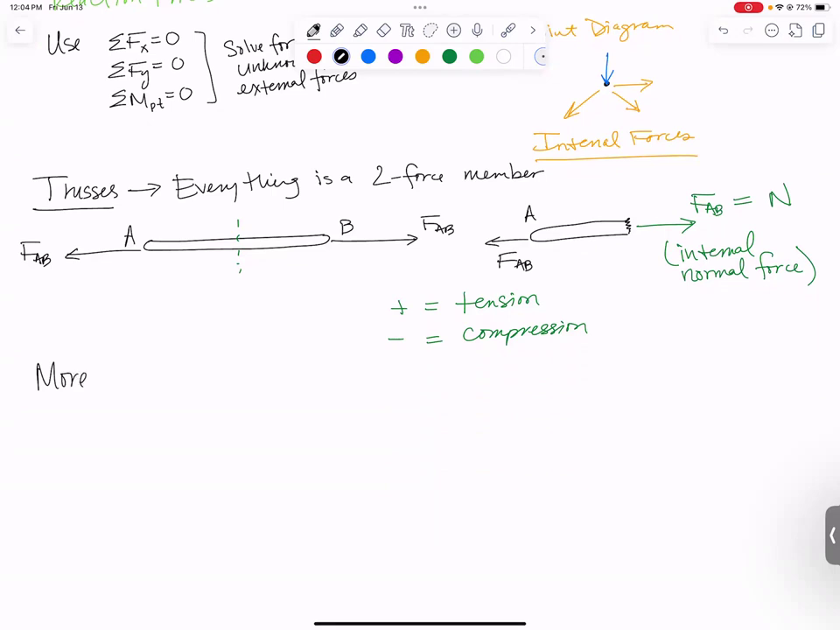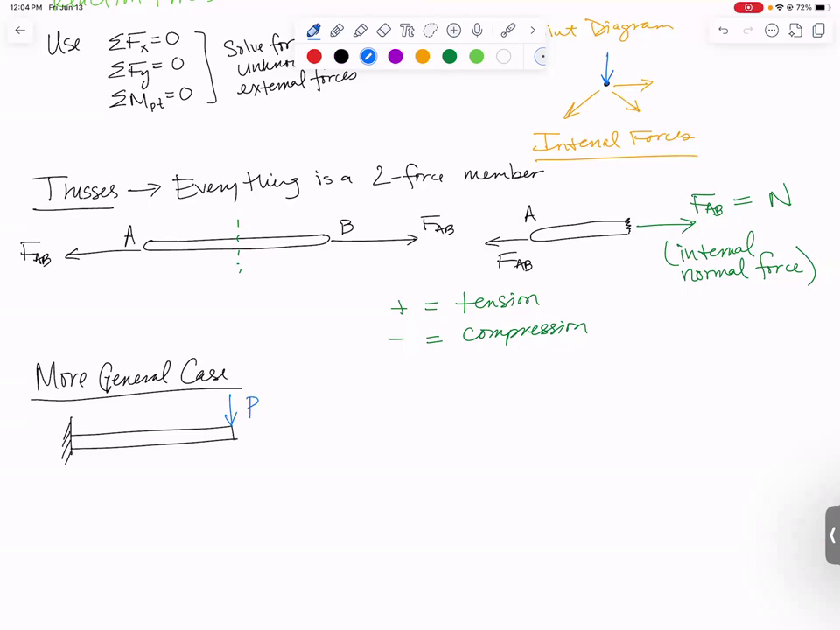The more general case looks like this. Maybe instead of a truss, I have a cantilevered beam, a beam that is fixed to the wall, and somebody is applying a downward external force of P out here. And let's give it a dimension. Let's say it has a length L. And what if I want to know the internal forces at some location? So let's come over some location and make a cut.